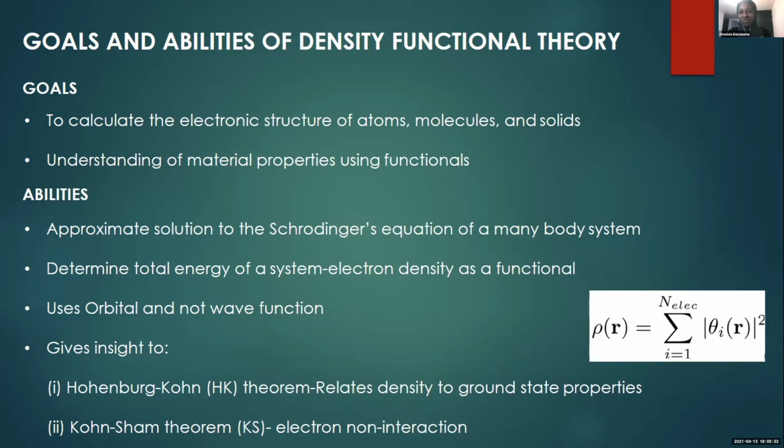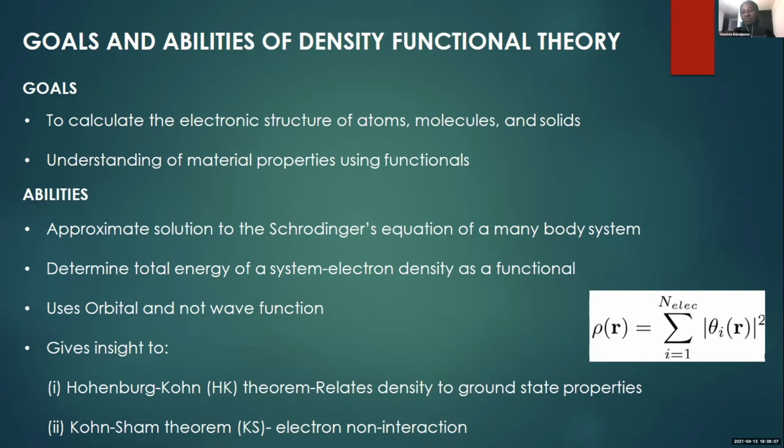Now, in classical physics, the basis is Newton's equation, but in quantum mechanics, it's the Schrodinger equation. Now, the Schrodinger equation only helps us to understand a one electron system. But what DFT is helping us to do is to approximate the Schrodinger equation for a many body system. If we remember very well, Dr. Killian tried to explain a many body system from a one electron system, and we also tried to go from a many body system back to a one electron system.